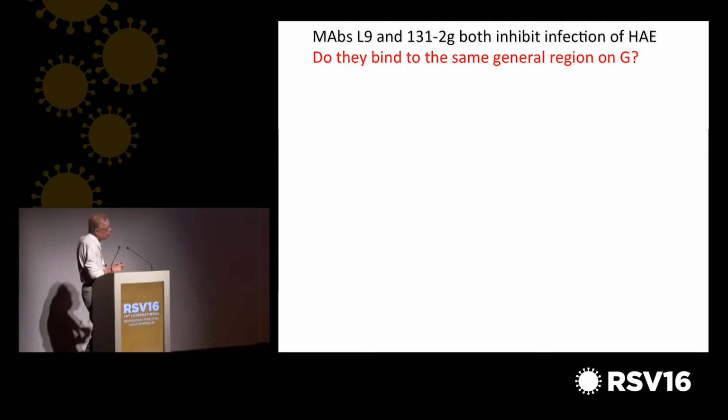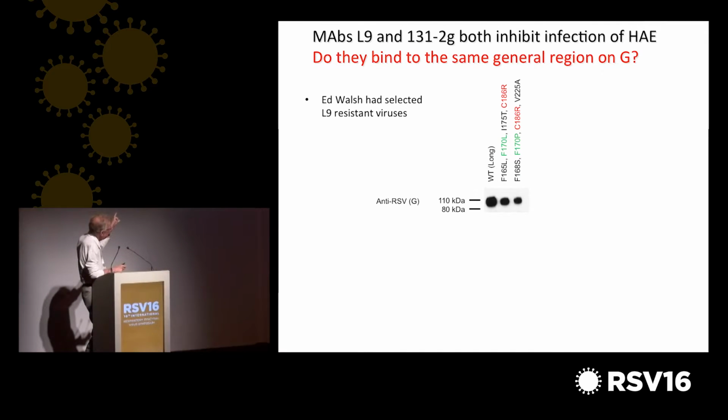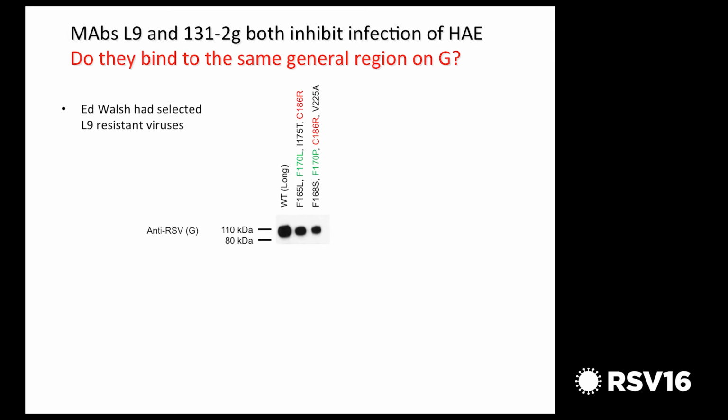So we want to look at where these 2 monoclonal antibodies bind. Ed Walsh, when he made L9, had isolated mutants that were resistant to it. And so here's the wild-type virus. These are purified virions, the wild-type virus, and then these 2 mutants. You can see that all of them have some G protein in them.